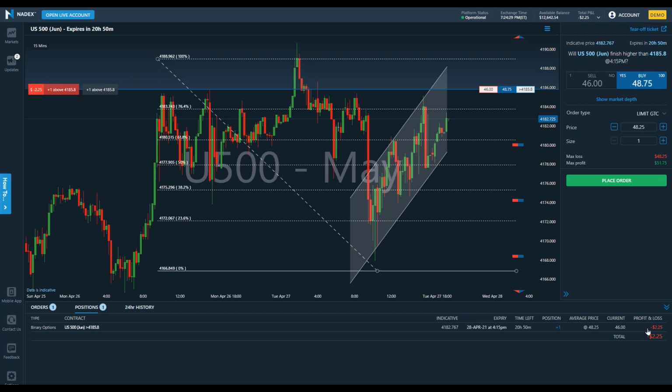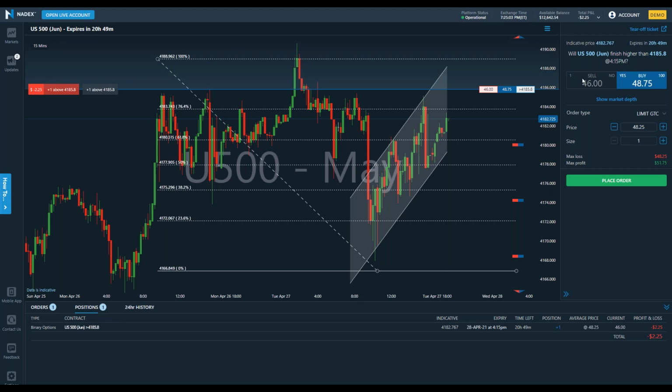Now, why does it say that I've already lost $2.25? It doesn't know this, but it's assuming that I could immediately sell it at 46, right? That's actually me bidding for 46, so I would end up trading with myself. I don't even know if it would let me do that, but in demo it might. But it's just calculating worst case scenario. That's what it's doing right now.